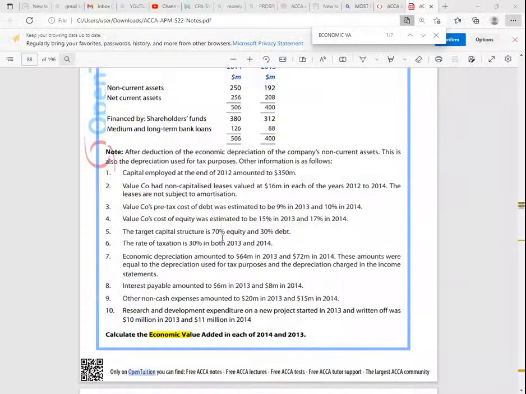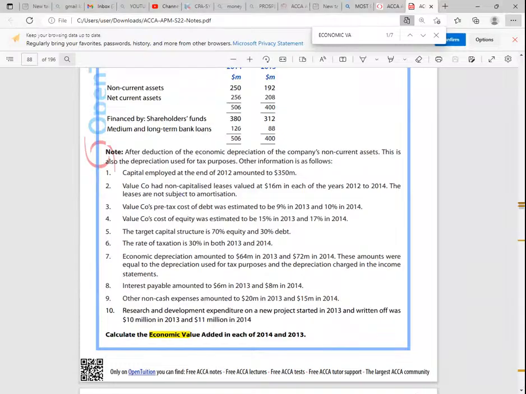So could you again tell me any other thing that you think is very important for us to factor in here? Any other thing that you think, ladies and gentlemen, is very important that we need to factor in here? Thank you very much. The non-capitalized leases.